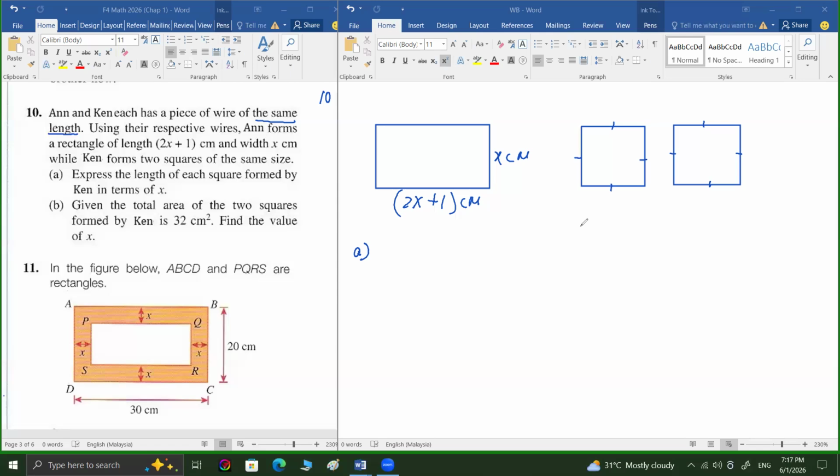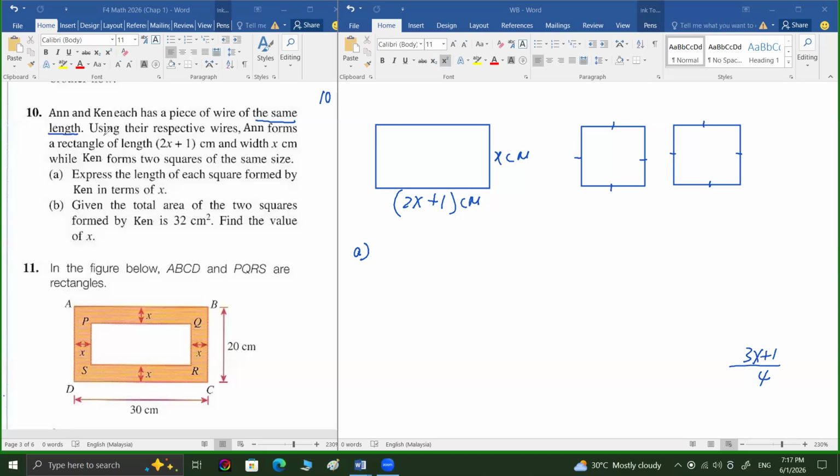Sorry for waiting. Sorry class, because there's one parent that asked me something. Okay. Can get the answer? What is the length that you get? The answer is 3x plus 1 per 4. Can get this answer? Any of you? Have you got the answer? Because one side what?